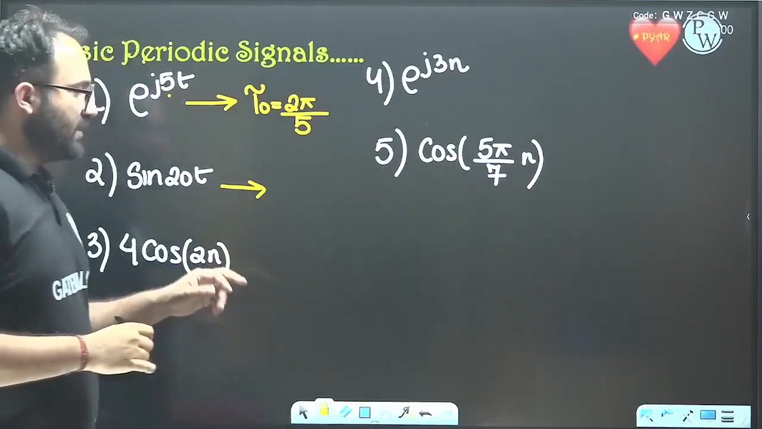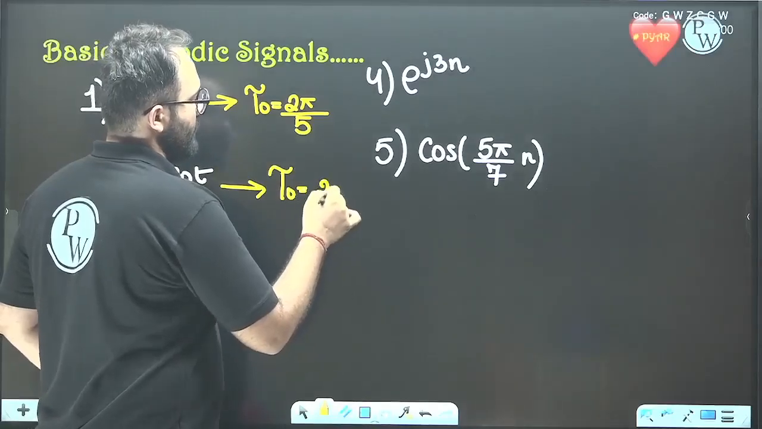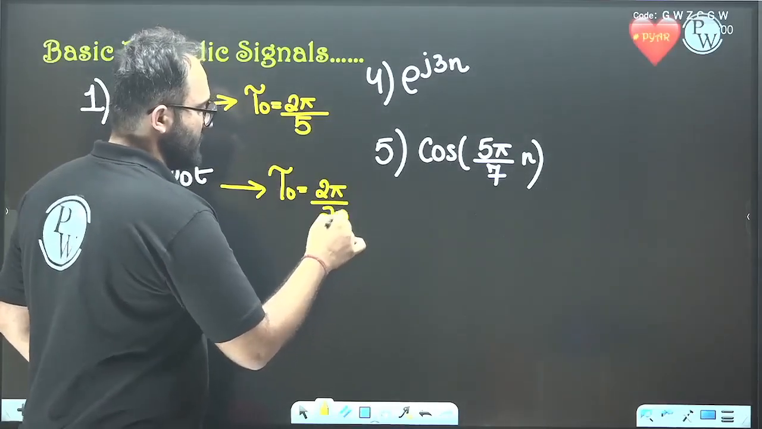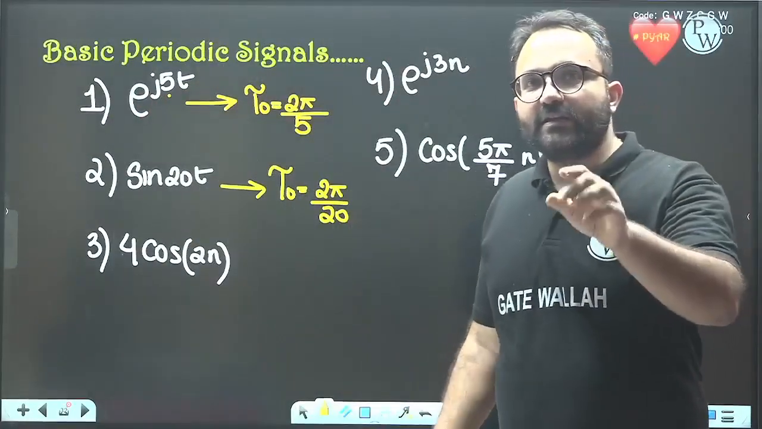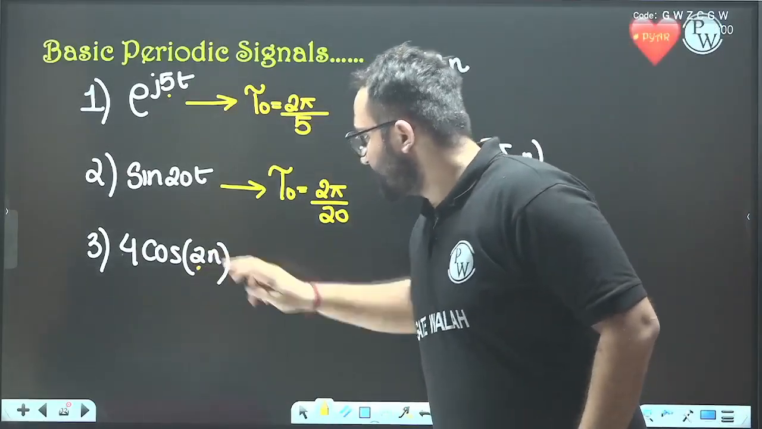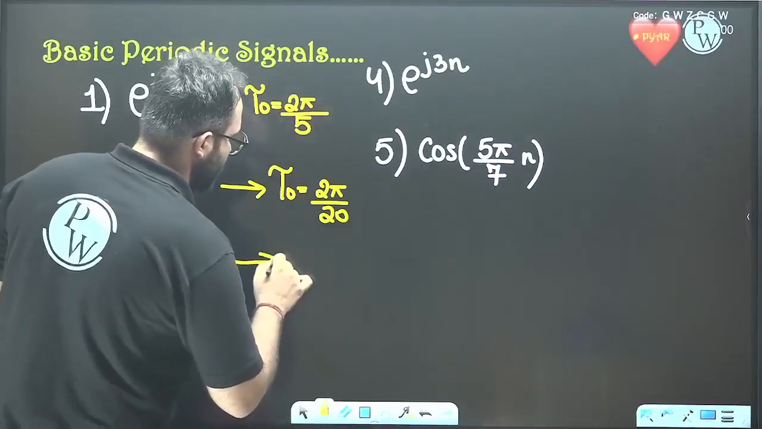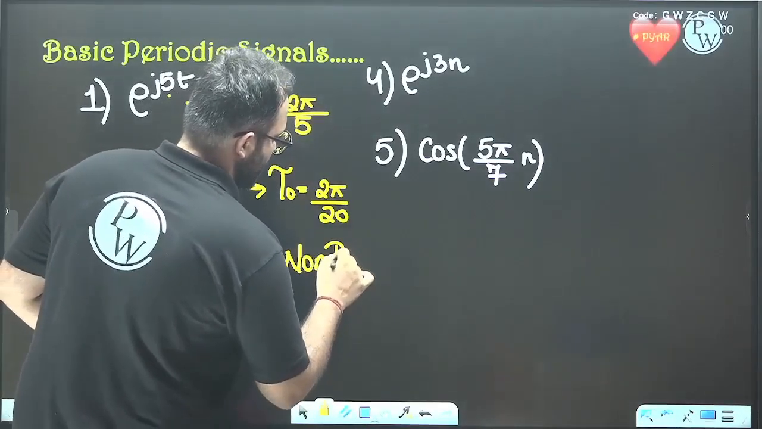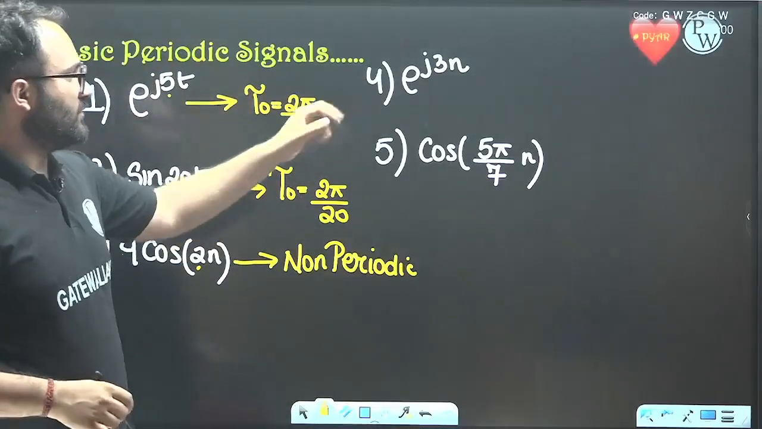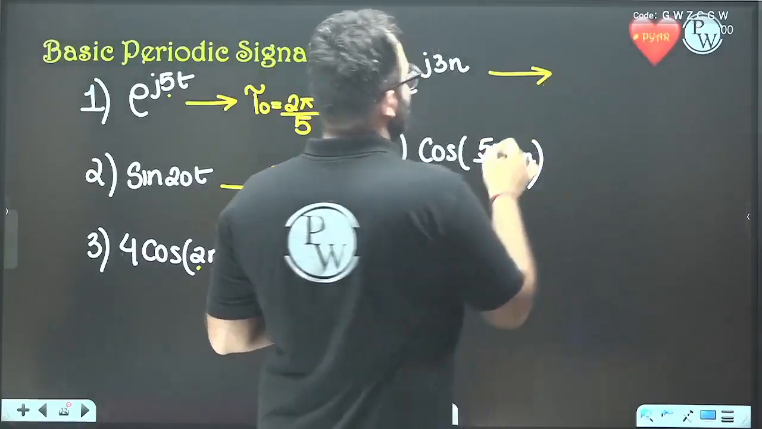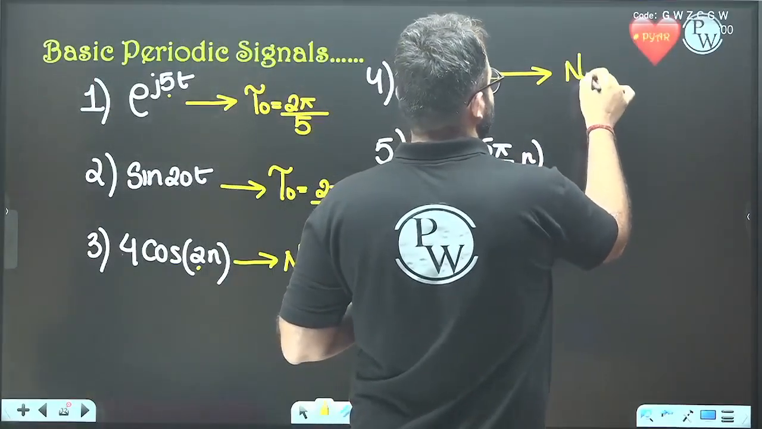Second, here we have sin 20t. Here also we can see that the period t naught is 2 pi by 20. Okay, 2 pi by 20. Third one, cos 2n. It is a discrete signal, and thus omega naught does not have a pi term, so it is non-periodic. Now this one, here also this omega naught does not have a pi term, so this is also non-periodic.